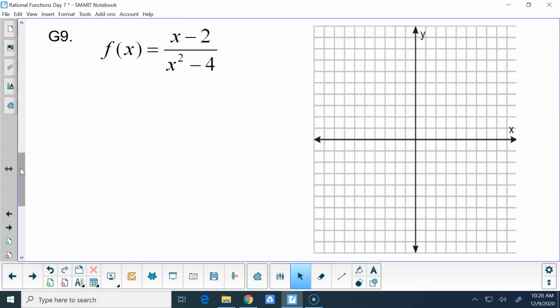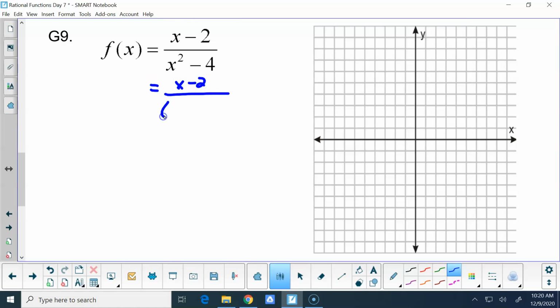So step 0 says we've got to factor. So if I factor this function, I get x minus 2 on the top, and the bottom factors to be x minus 2, x plus 2. The x minus 2's cancel each other out. That leaves me with the function 1 over x plus 2. With me?